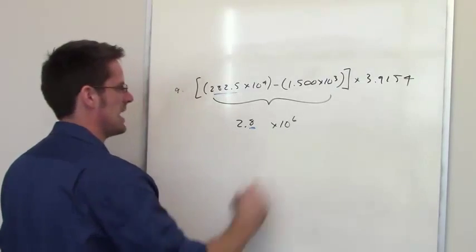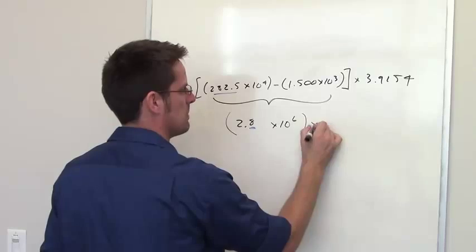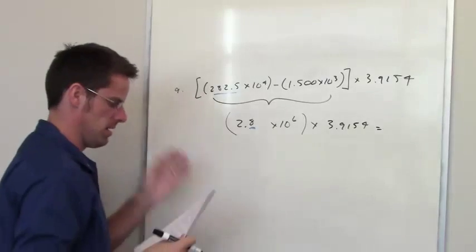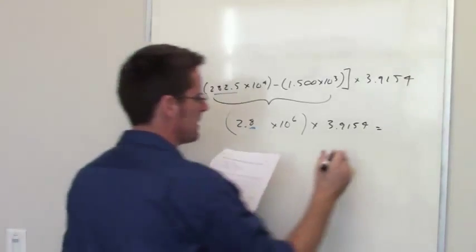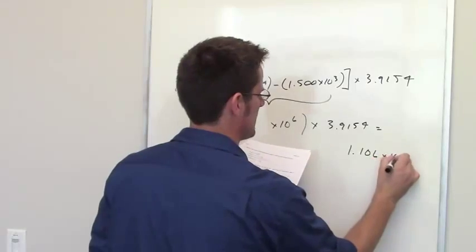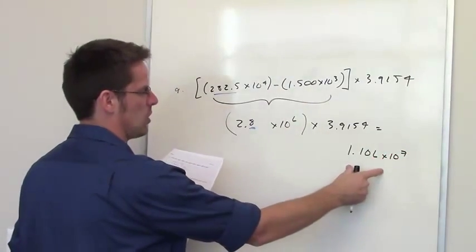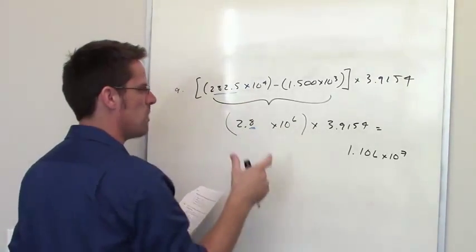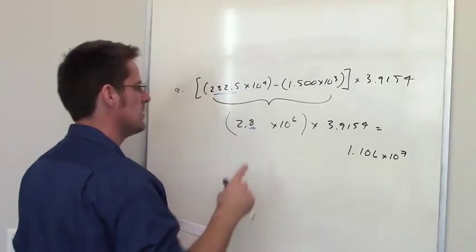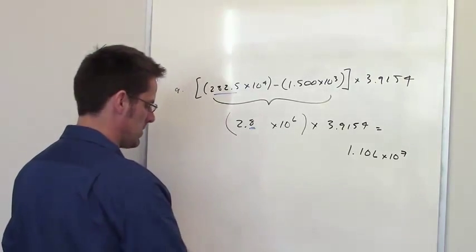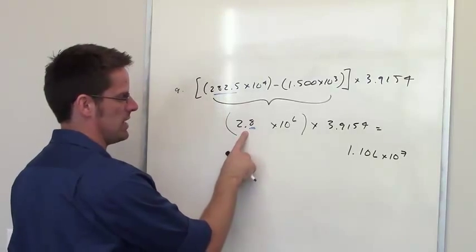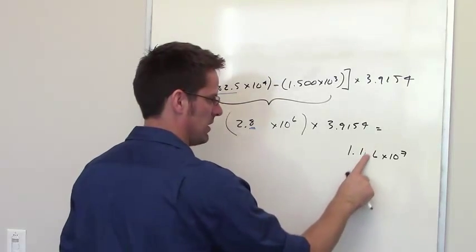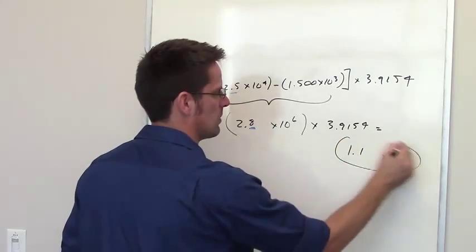At this juncture, I now take this value and multiply it by 3.9154. This is now a multiplication process, so when I multiply that through, I end up getting an answer that's like 1.106 times 10 to the 7th. However, I have to make sure that my final answer only has the same number of significant figures as the value that had the smallest number of significant figures, because this is a multiplication process. This value right here possesses 2. So I need to round this so that it only has 2 significant figures, which is going to give me this number right here.